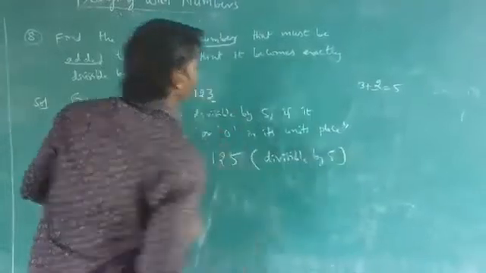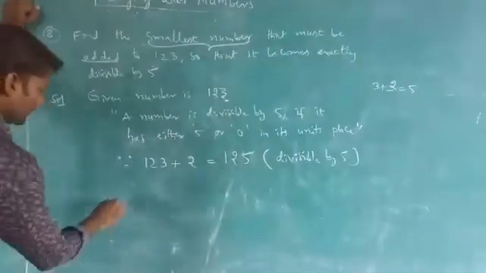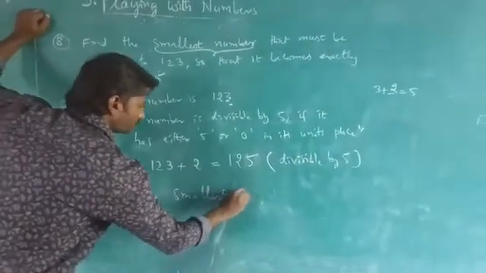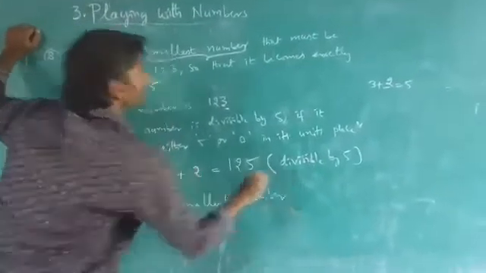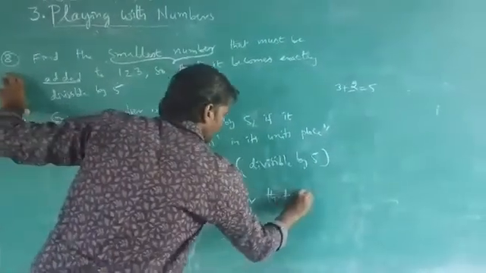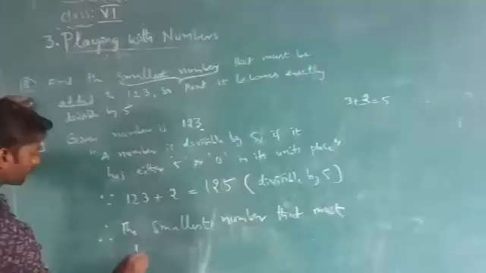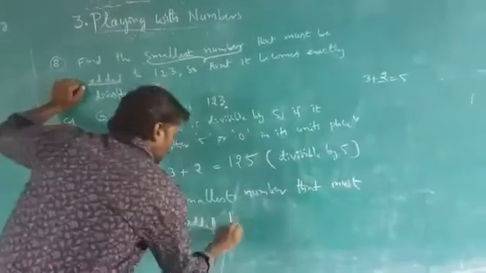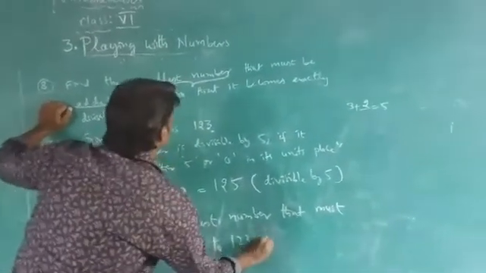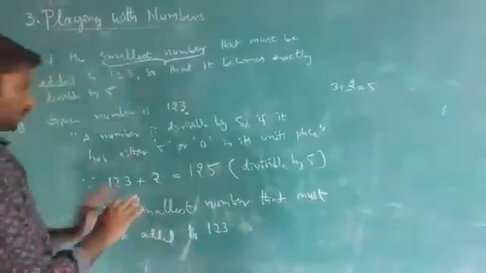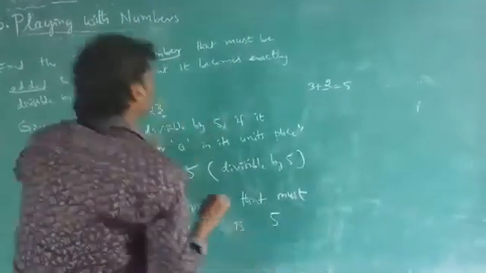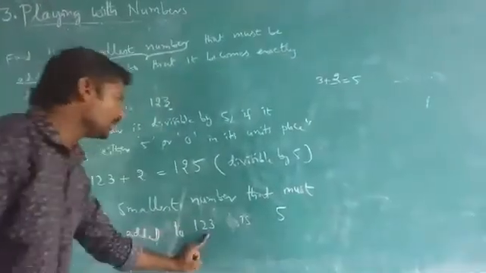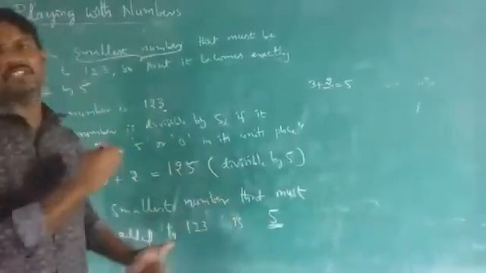In the question, what is asking here? Find the smallest number that must be added to 123 so that it becomes exactly divisible by 5. Okay. The smallest number that must be added to 123 is what here? 5. So it becomes divisible by 5.